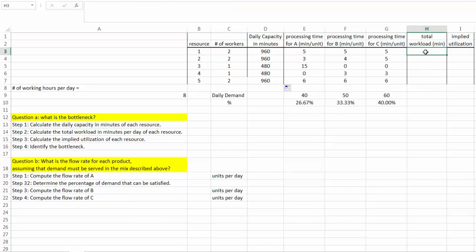Keep in mind that the process has to process 40 units of product A, 50 units of product B, and 60 units of product C. At resource 1, it takes 5 minutes each. How are we going to calculate the total workload? I'm going to use a function in Excel called sumProduct.